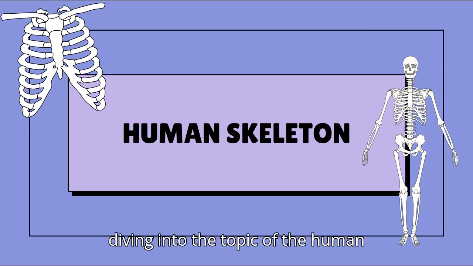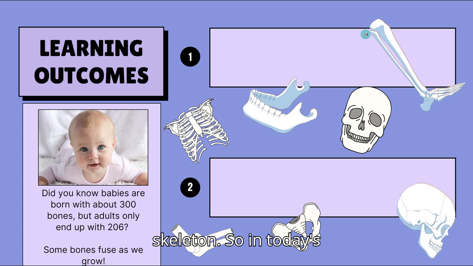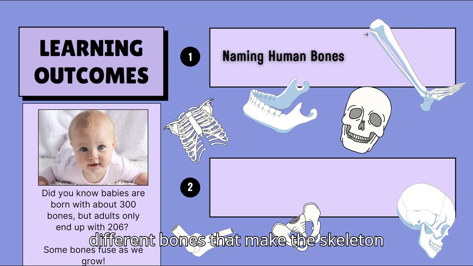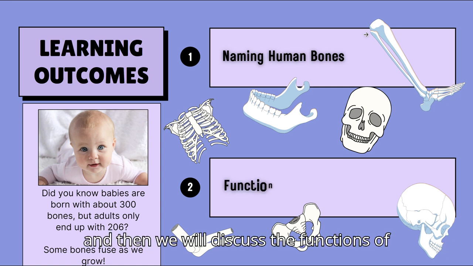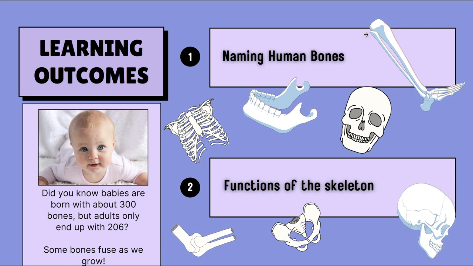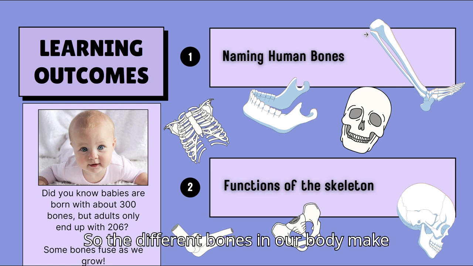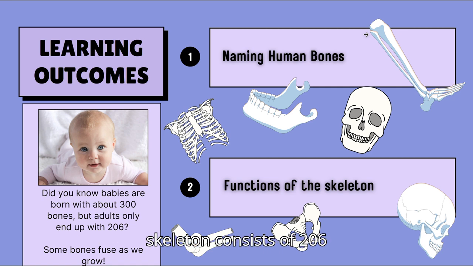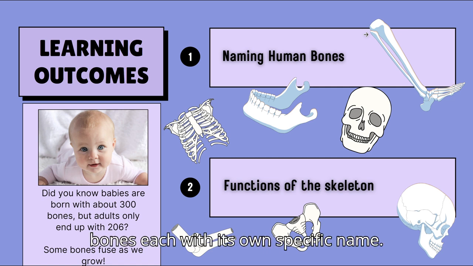Today we're diving into the topic of the human skeleton. So in today's video, we will learn the names of different bones that make the skeleton, and then we will discuss the functions of the human skeleton. So the different bones in our body make up our skeleton, and did you know that our skeleton consists of 206 bones, each with its own specific name?